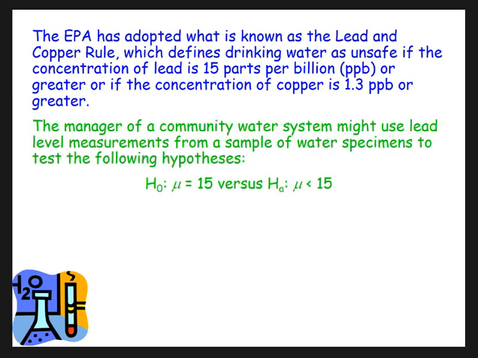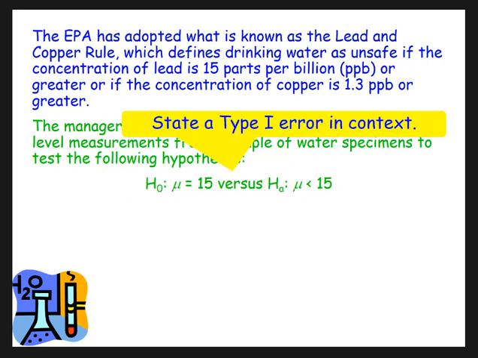So here, obviously, our alternative hypothesis for lead is that we want it to be less, so the mean is less than 15 parts per billion. The null is going to be equal to. Well, we want to be very, very sure that it is less than 15 parts per billion. We don't want to conclude that it's less unless we are absolutely sure. This is going to be a very small alpha value, because a type 1 error would mean we drink this water even though it isn't safe.